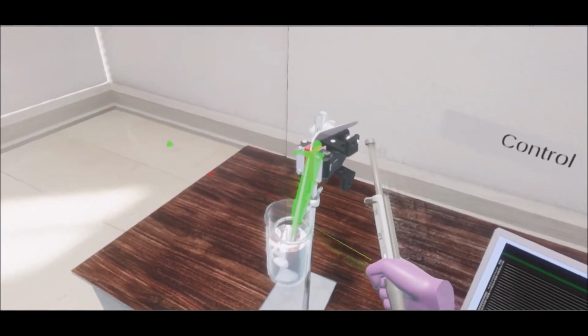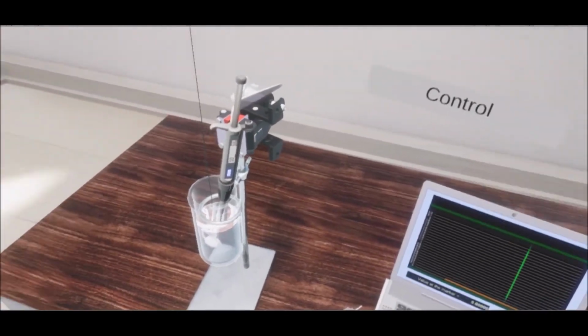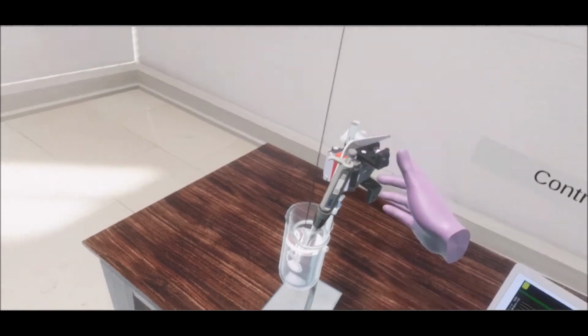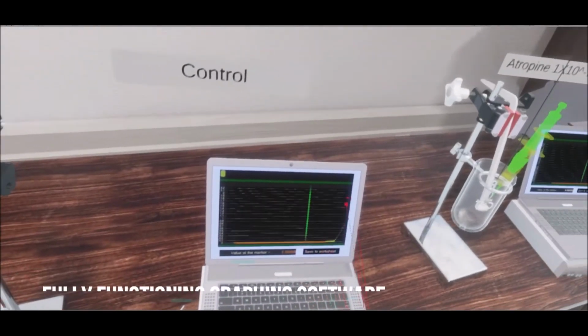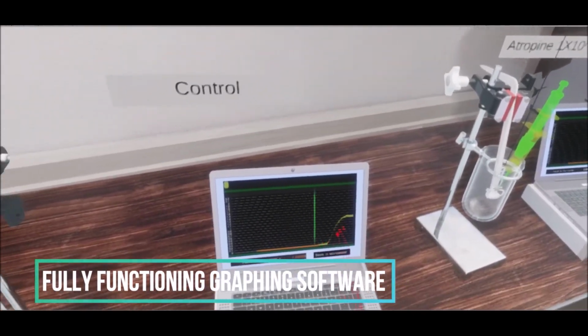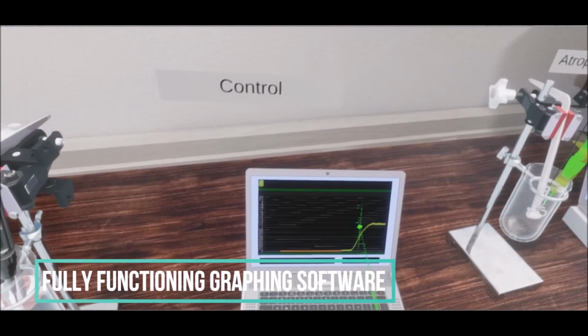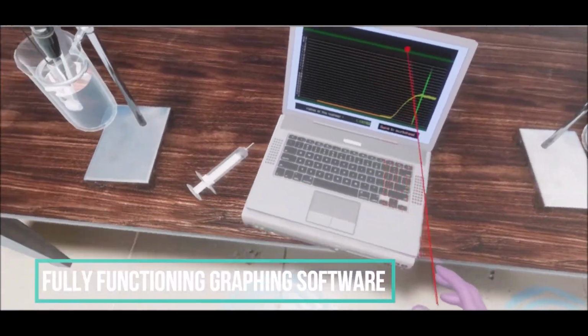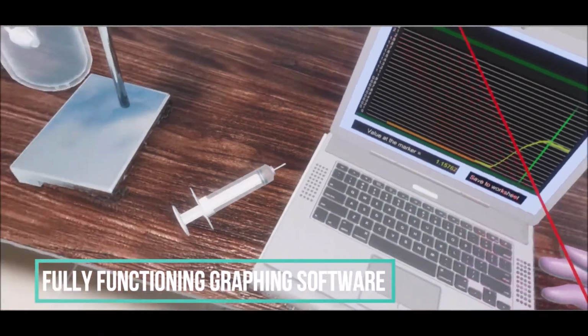In the organ bath station, students can add the drug solutions that they have made in the drug dilution station into the organ bath. This will produce a simulated data of the biological response induced by the drugs.